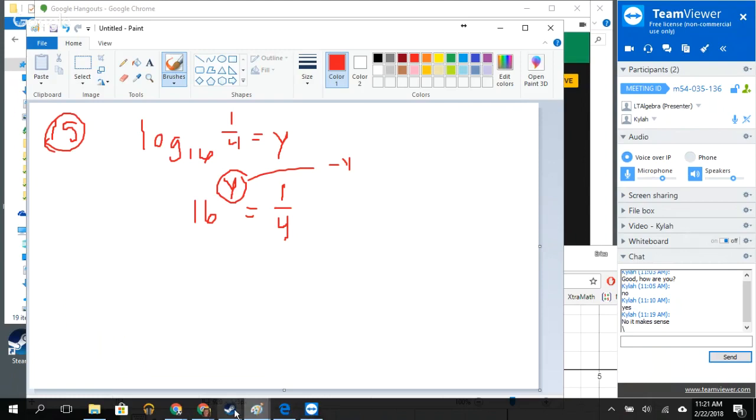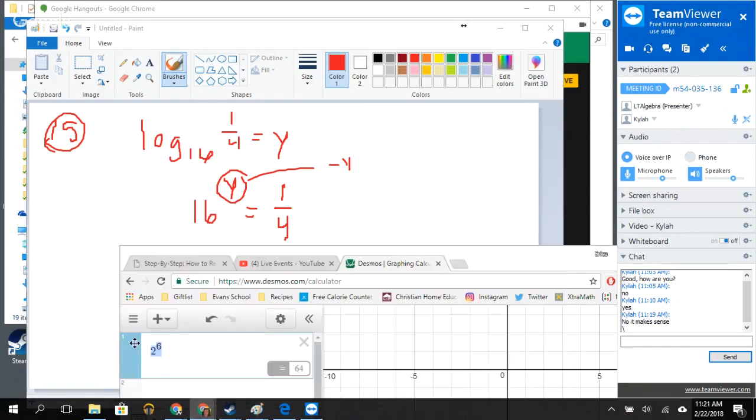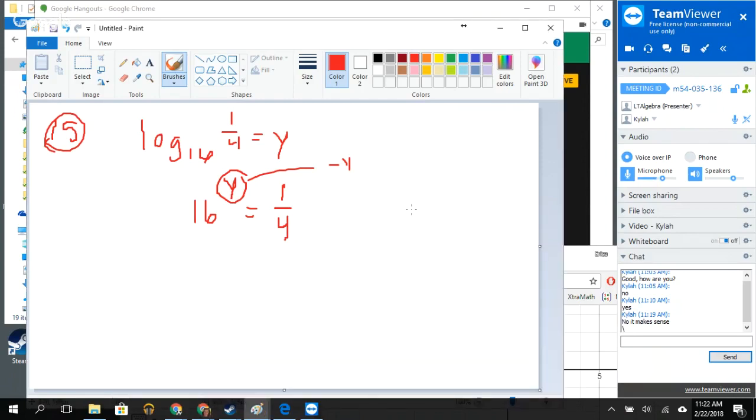what value of y is going to give me 1/4? And I think it's going to be -2, but let's see. So 16 to the -2 power. Nope, that didn't work. Oh, not even -1, maybe -1/2. There we go. So in order to get 1/4 over here, I need to have 16 to the -1/2 power. Okay, so I know that y equals -1/2. So over here, the answer would be -1/2.